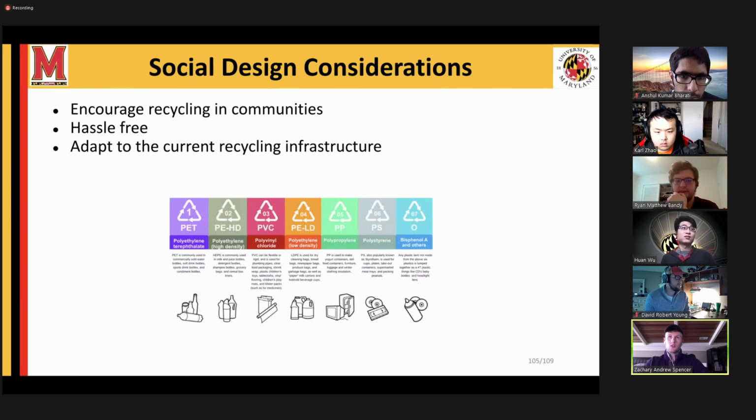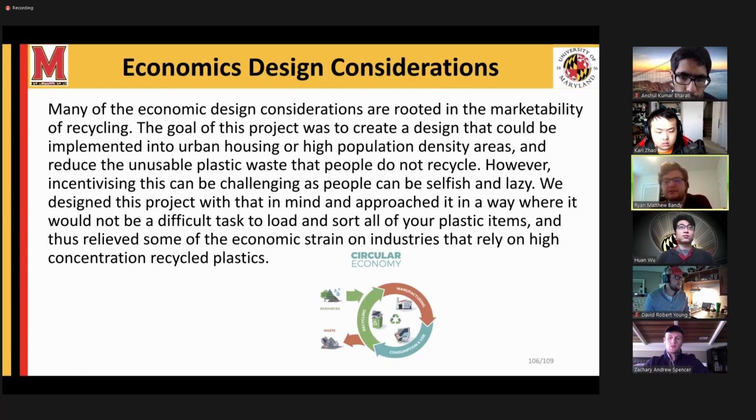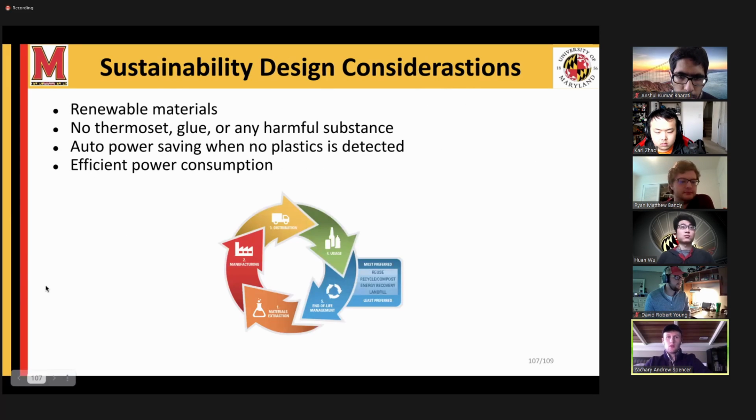With regard to social design considerations, we aim to address these by encouraging recycling in communities, making it hassle-free, and adapting to current recycling infrastructure. For economic design considerations, we mostly focused on incentivizing recycling by not making it a tedious task for individuals, which allowed us to reduce strain on the companies. Lastly, we address some environmental design considerations, such as using renewable materials, no thermosets, glue, or any harmful substance, auto power saving when no plastic is detected, and efficient power consumption.